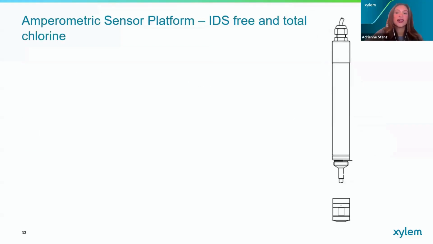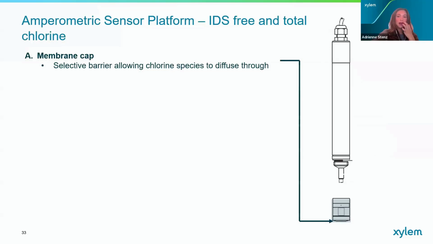Here are the parts of the YSI amperometric free and total chlorine sensor. First is the membrane cap, which holds the membrane in place at the very bottom of this cap. This membrane is a selective barrier for either free or total chlorine species to diffuse through. Inside this membrane cap is a temperature thermistor to automatically account for temperature.